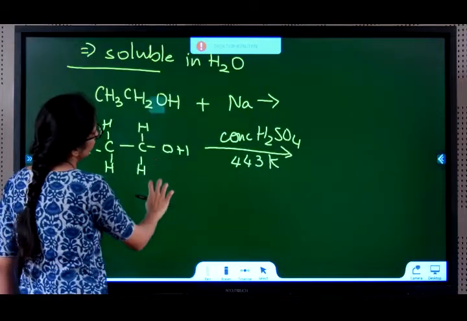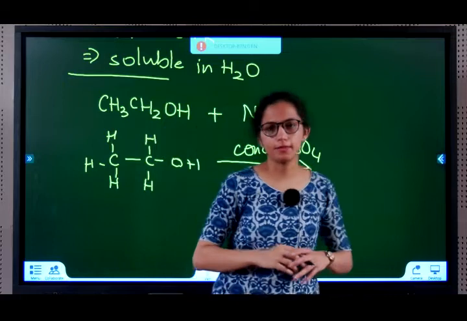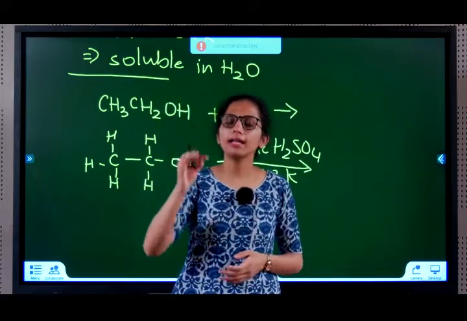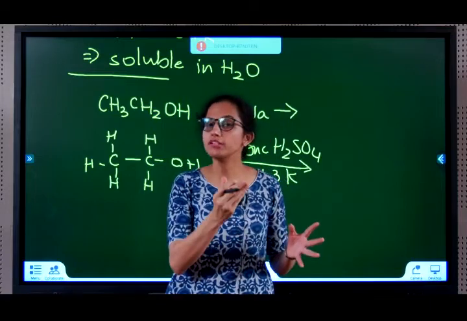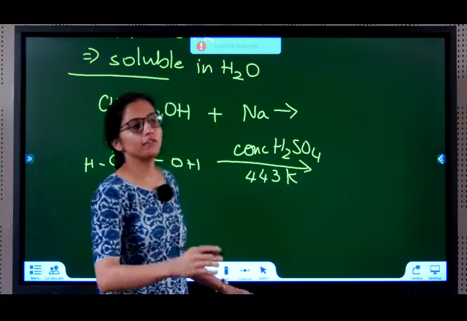Now we are going to do one experiment. This activity is in our textbook. What we are going to do in this experiment is, we are going to take ethanol in a beaker. To that we add sodium. You will see bubbles forming. Now if bubbles are forming and coming out, there is gas formed. You have to test this gas.